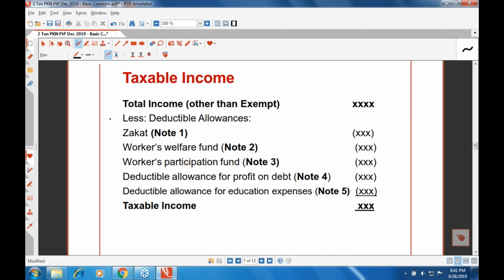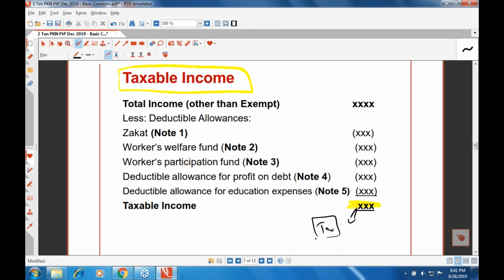First of all, when you talk about the concept of taxable income, the word taxable income actually refers to the income on which the tax will be imposed, the tax will be levied. So this amount is going to be subject to tax. The amount on which the tax will be levied is termed as taxable income. How do we establish this taxable income?